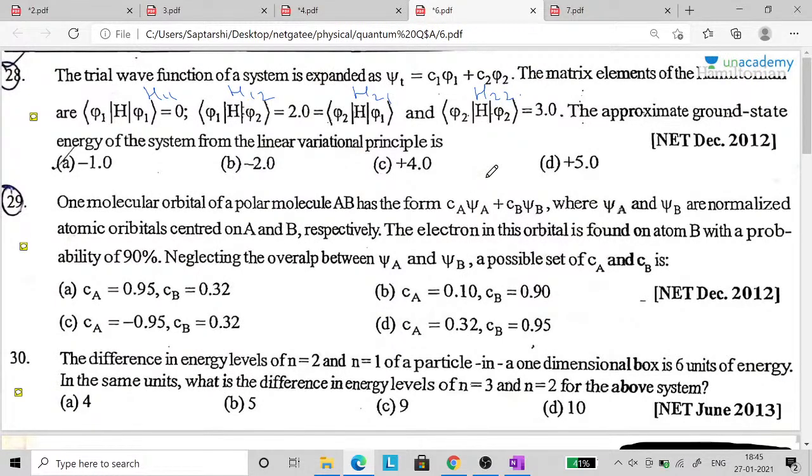Anyways, next question, also from variational theorem. One molecular orbital of a polar molecule AB has the form Ca psi a plus Cb psi b, where psi a and psi b are normalized atomic orbitals, and the electron in the orbital is found on atom B with a probability of 90%. Neglecting the overlap between psi a and psi b, calculate the possible values of Ca and Cb.